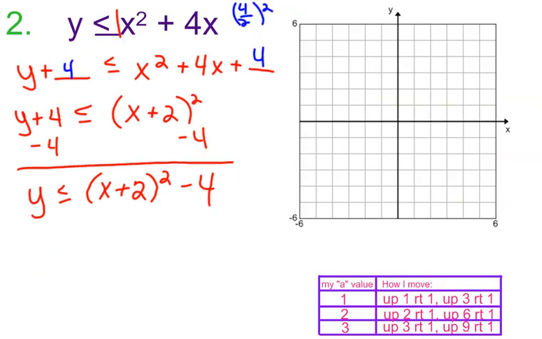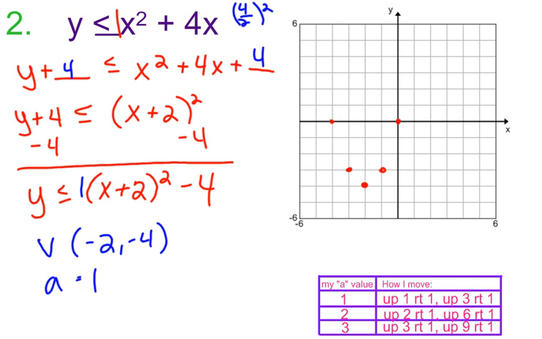So I'm going to look here and I'm going to say, okay, my vertex would be negative 2, negative 4, and my a value, since nothing's listed, is 1. There's a 1 in front of that parenthesis. I go to my graph. Negative 2, negative 4 is right here. My a is a positive 1, so I would go up 1, right 1, up 3, right 1, or up 1, left 1, up 3, left 1.